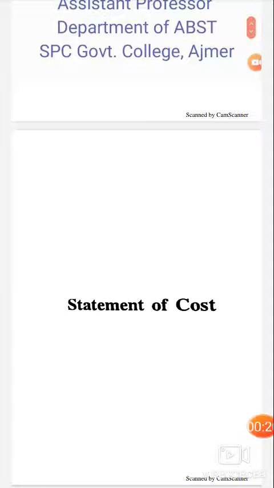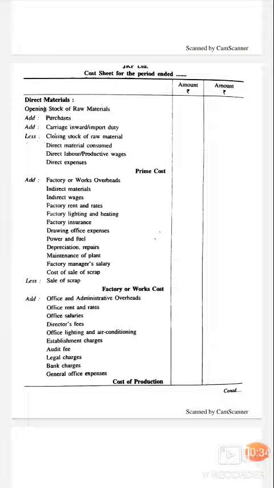Statement of cost. The statement of cost according to element wise is given below in the form of cost sheet. This is an example of cost sheet of JKP Limited. Cost sheet for the period ended 31st March 2020.